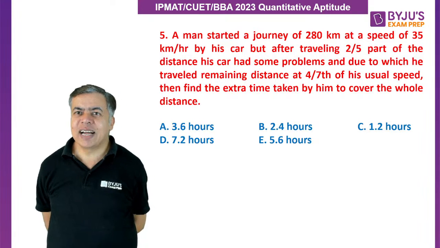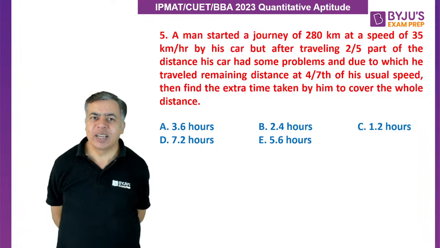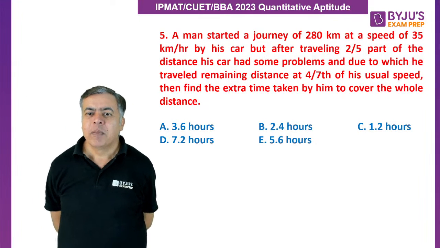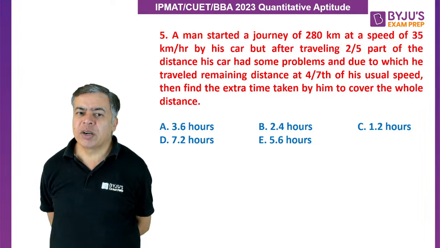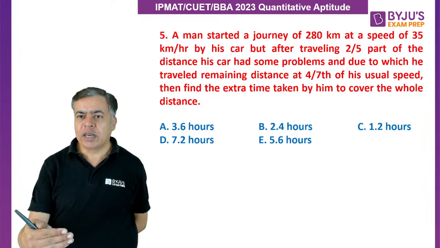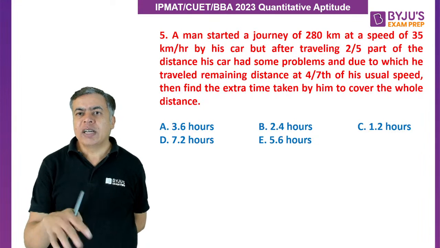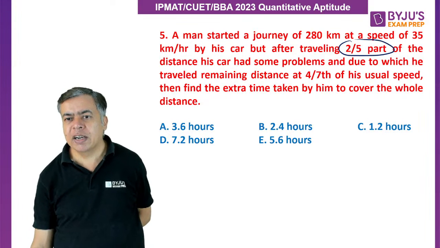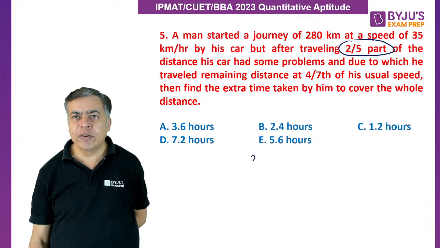So a man started a journey of 280 kilometers at a speed of 35 kilometers per hour by his car, but after traveling 2/5 part of the distance. He has already traveled 2/5 part of the distance, right? So what is the remaining distance? If he has traveled 2/5 part, the remaining distance will be 3/5.